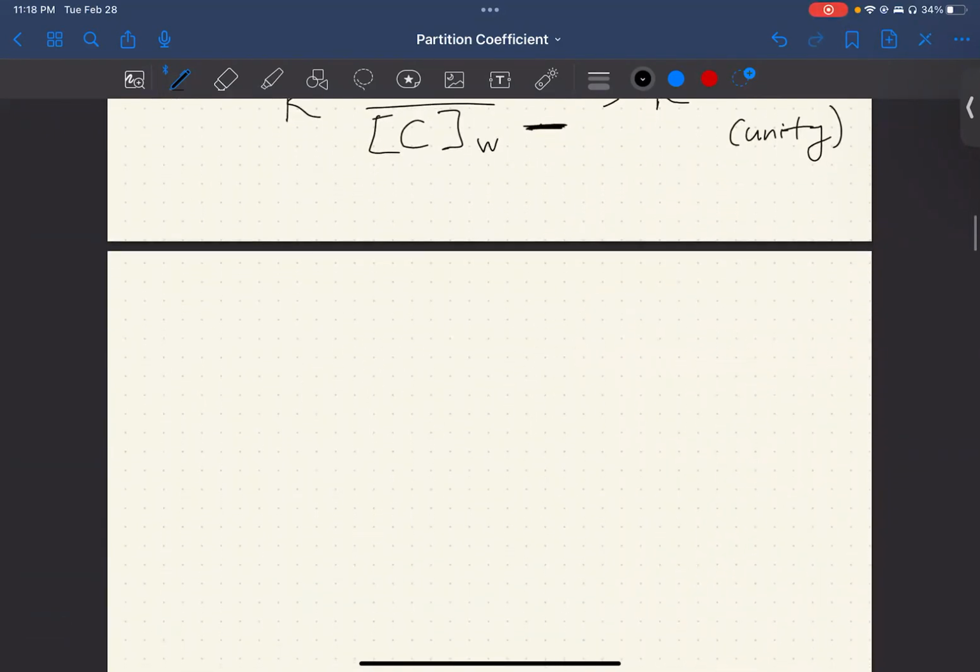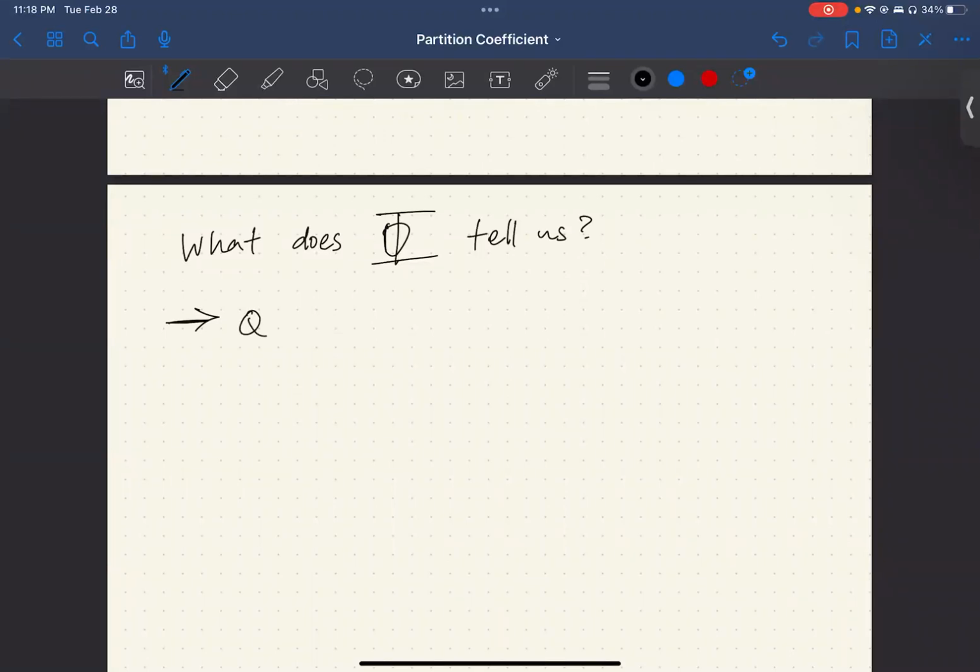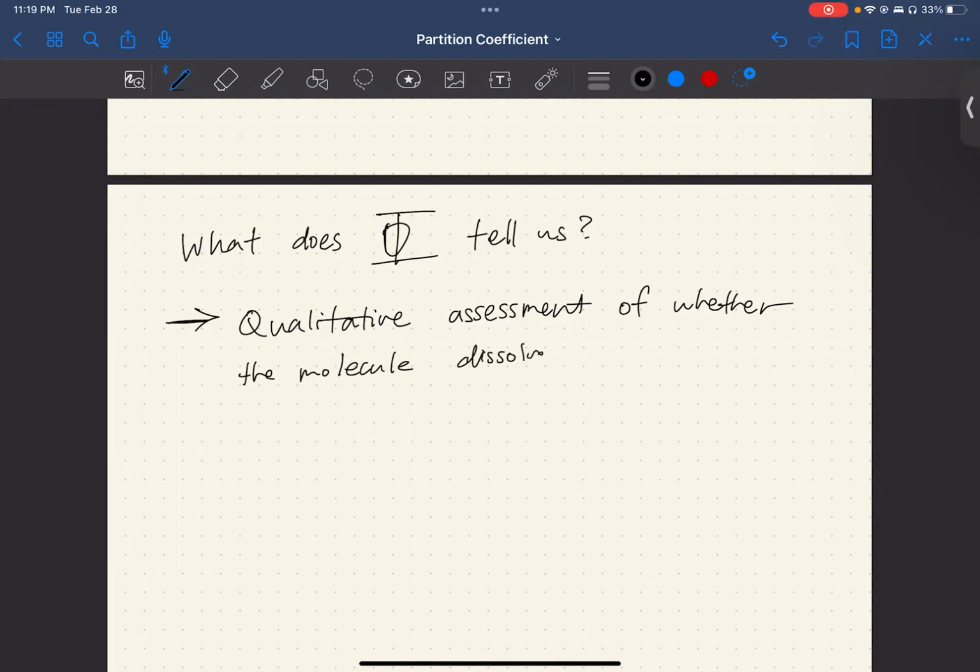Let's actually talk about this in the bigger picture. What does the partition coefficient tell us? It tells us qualitatively, it's a qualitative assessment of which solvent the molecules actually dissolve better in. So of whether the molecule in question dissolves better in solvent 1 or solvent 2.